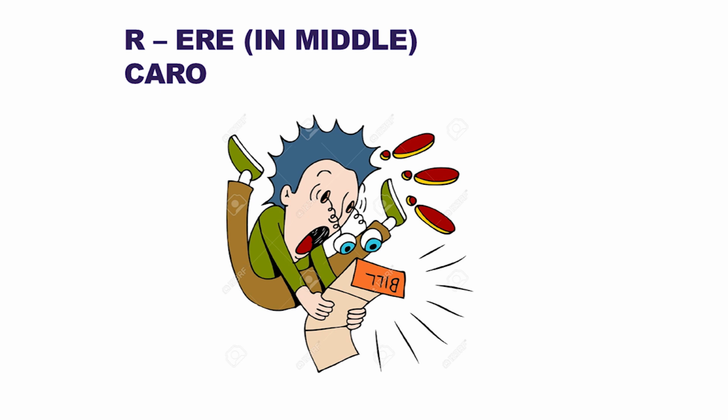We will pronounce first the letter of the alphabet and then a sample word. R, caro.